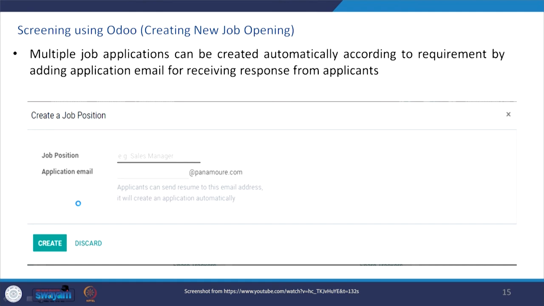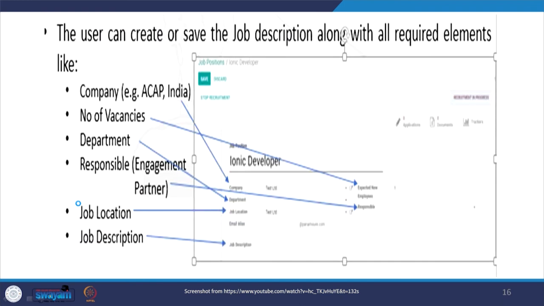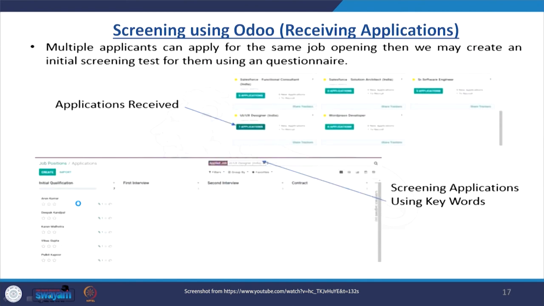Here, in screening using Odoo, when creating new job openings, multiple job applications can be created automatically according to the requirement by adding an application email for receiving responses from the applicants. So creating a job position means the user can create or save the job description along with all required elements. Simultaneously, you are required to save it: company, number of vacancies, department, responsible position, job locations, job descriptions, and receiving applications.